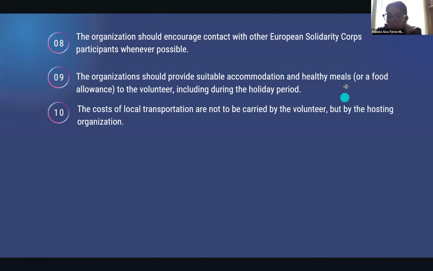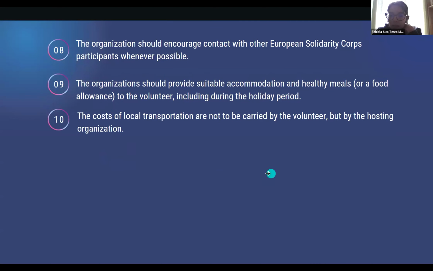What about the... yes, Fabiola, tell me. It's not very clear for me, the allowance during the holiday period, because apparently I'm wrong, but I understood that the allowance is daily and we do not have to consider the day when the volunteers are off.